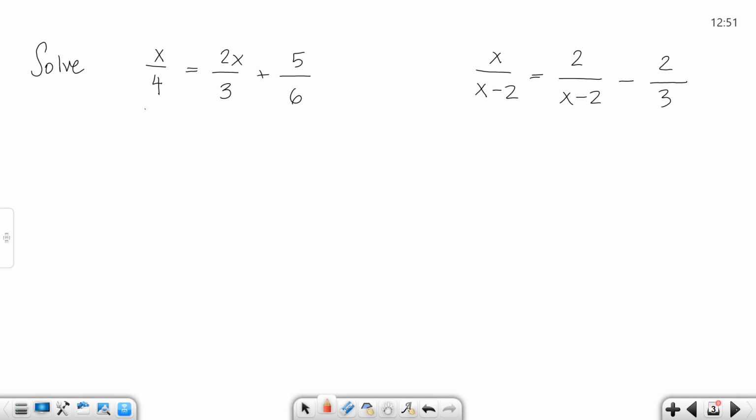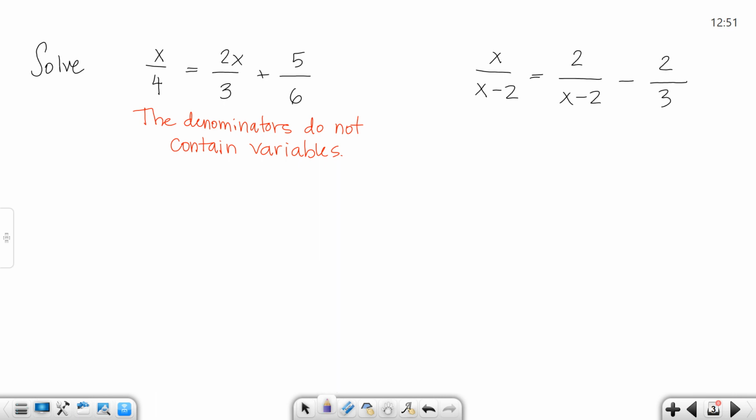Let me say that again. The denominators do not contain variables. Now, I just misspoke. Unfortunately, I've been teaching radicals all morning, so I have radicals on my mind. But I meant to say the denominators do not contain variables on this type.